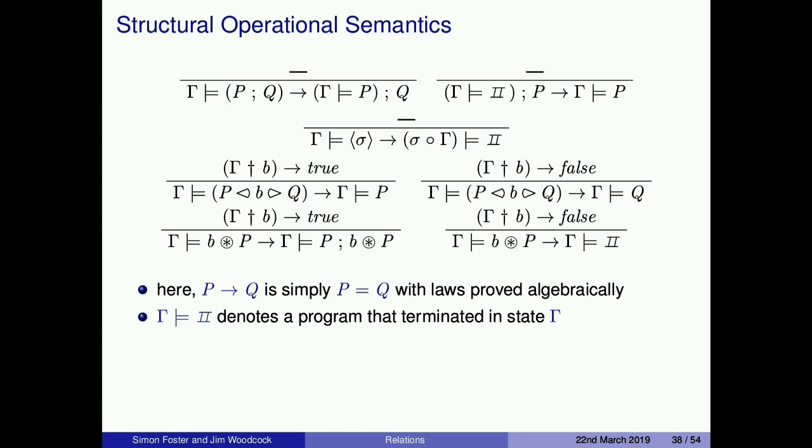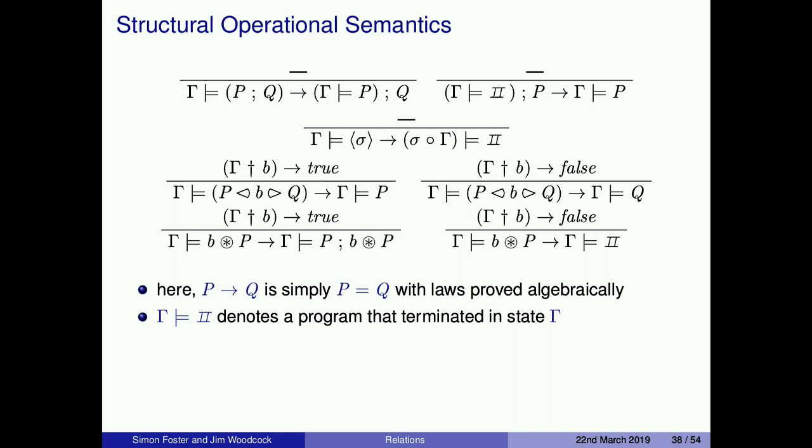This operational semantic arrow is actually just equality, right? But we're going to orient it in a particular direction so that we can then apply it from left to right to execute our programs. And then we have all of these kinds of laws. So let me just pick one out. So if I have a terminated execution followed by P, then I can start executing P from the final state of the first program.